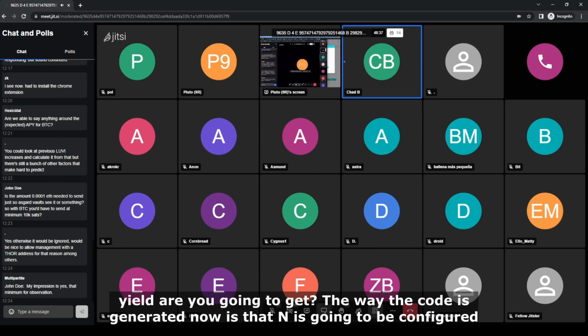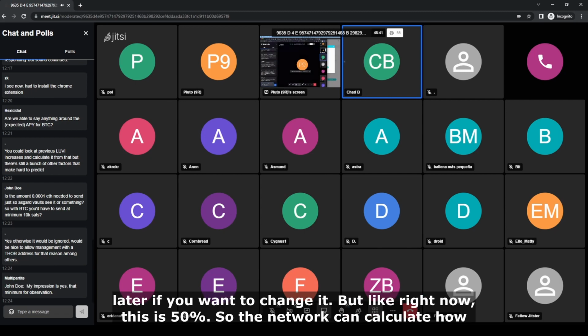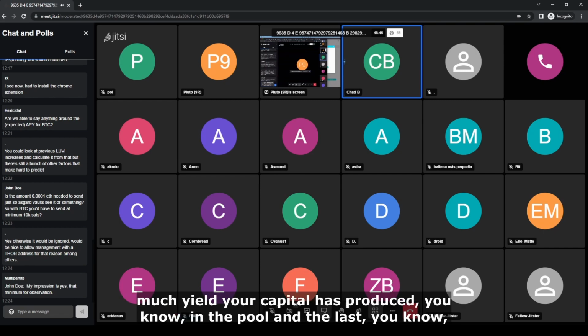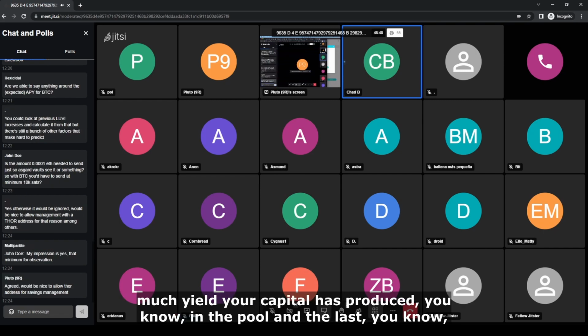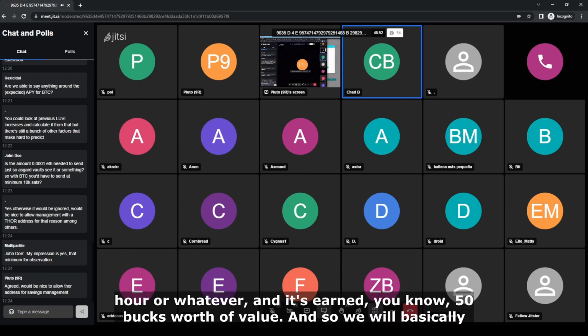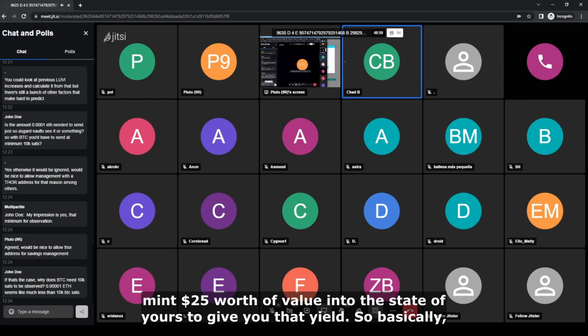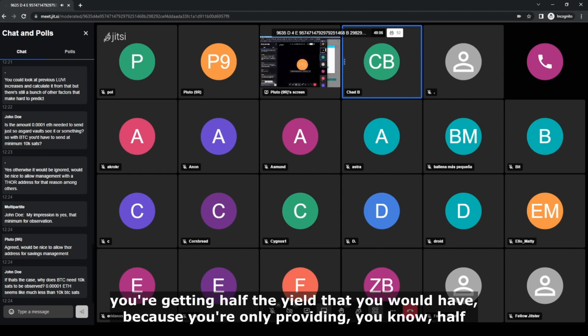And then how much yield are you going to get? The way the code is generated now, and this can be configured later if you want to change it, right now it's just giving me 50%. So the network can calculate how much yield your capital has produced in the pool in the last hour or whatever, and it's earned $50 worth of value, and so we will basically mint $25 worth of value into the savers to give you that yield. And so basically, you're getting half the yield that you would have because you're only providing half the assets.